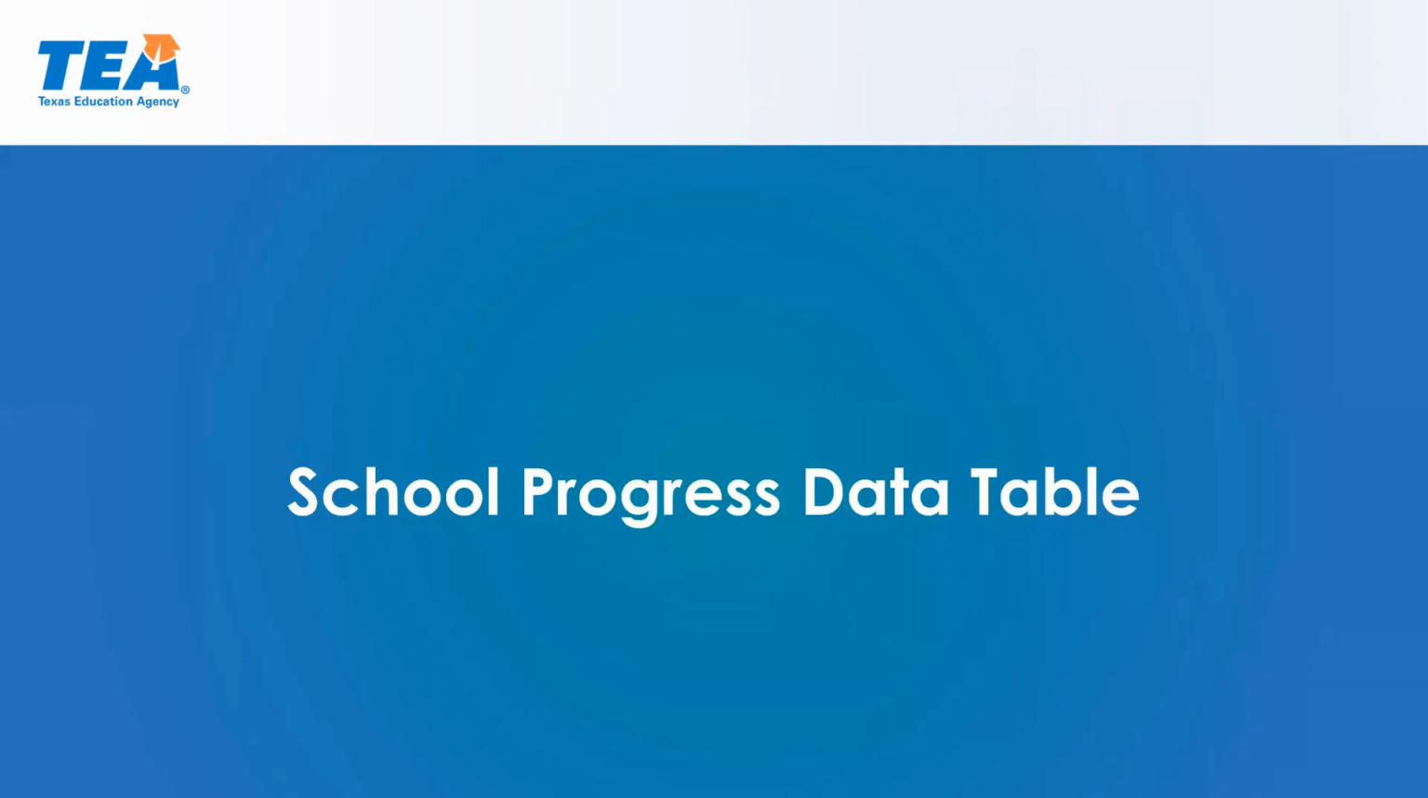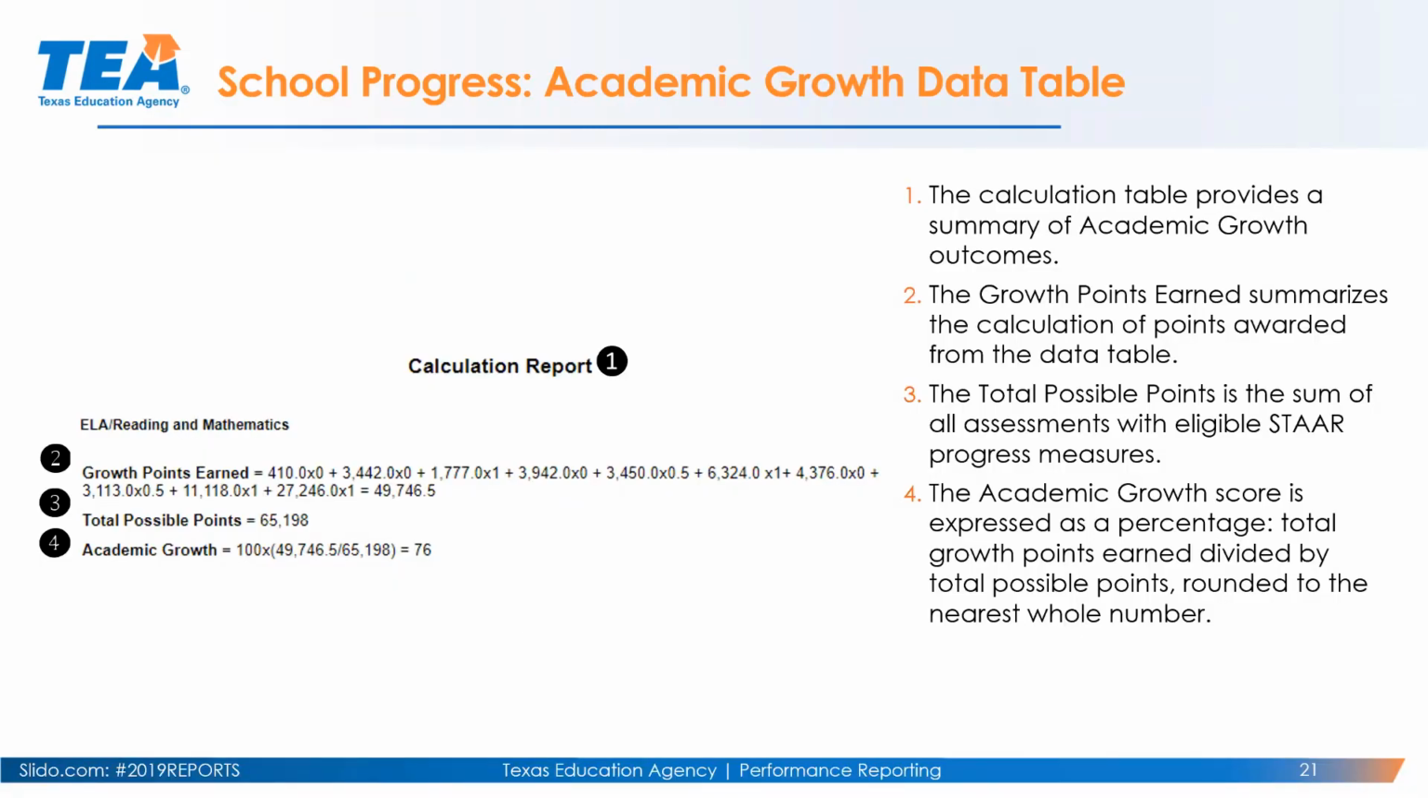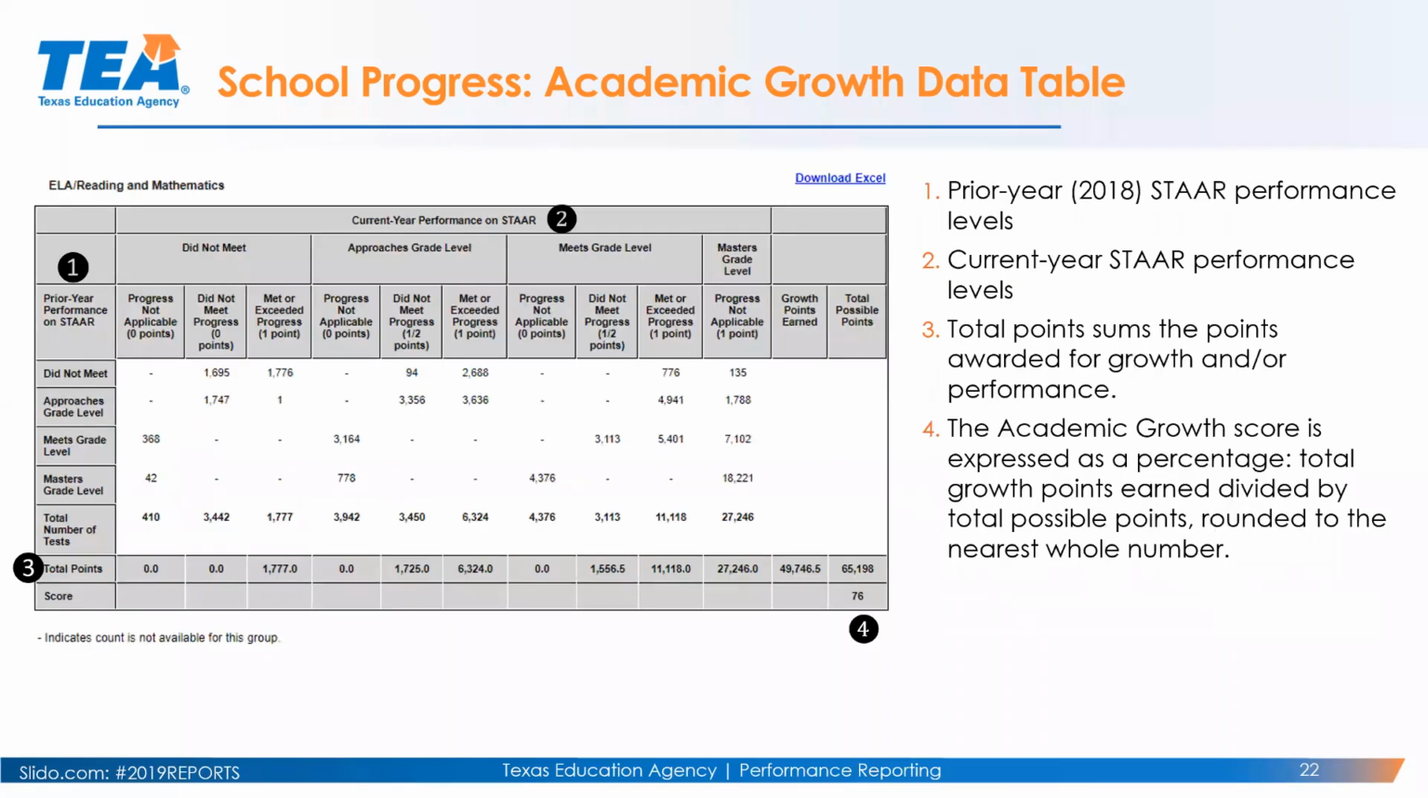That was student achievement. Now let's move into the school progress data tables. For school progress, we have 2 different data tables. The first one is academic growth. When you download a data table for academic growth, you're going to see section 1 here, the calculation report, and then the actual data table.